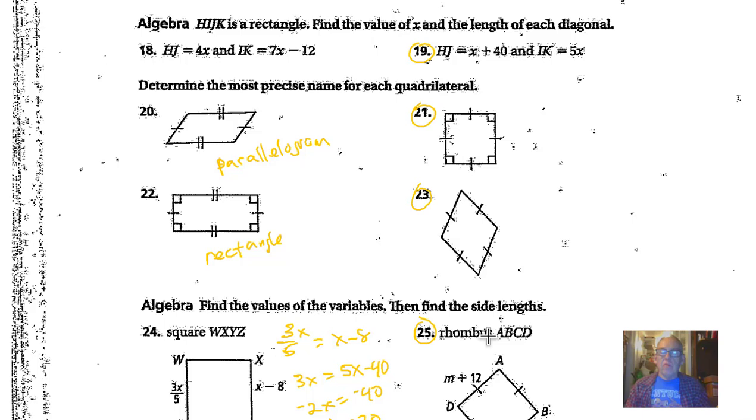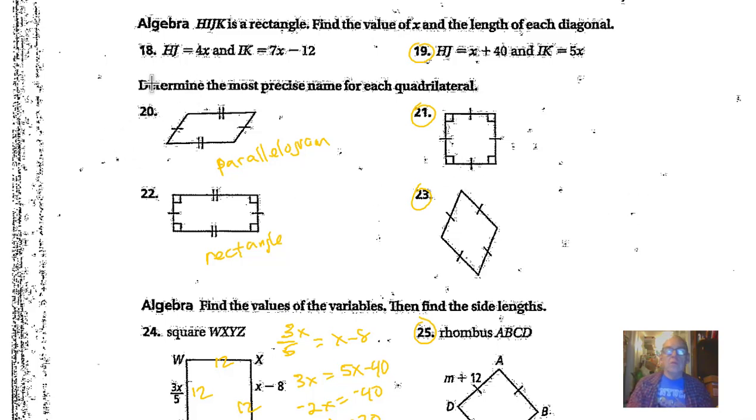Okay, find the values of the variables and find the side lengths. So 20 take away 8 is 12. So each one of these sides is going to be 12. And if we did 3/5 of 20, we get 60 over 5, which also is 12. Same thing with this one. We talked about that. You set them equal to each other.